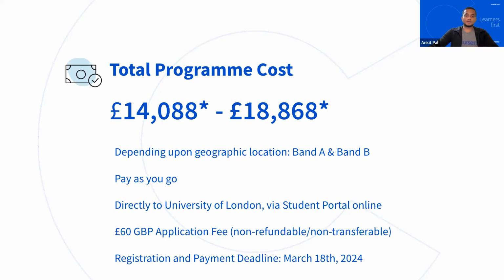To understand the band you fall under, Matt will now drop a link in your chat box. You can look at the link and identify which band you fall under. For this program, if you wish to pay as you go, Band A countries by module will be paying £1,113. For Band B countries, per module cost is £1,482.